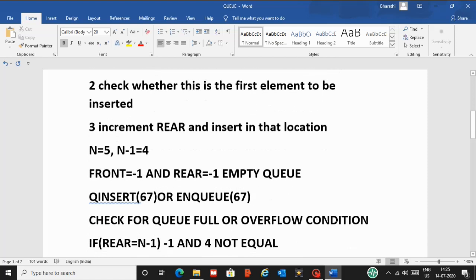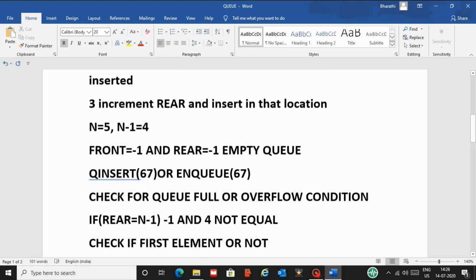what do you have to do? The first thing you have to do is check for the overflow condition. How do I check whether there is any place left in the queue for the insertion operation? How do I check for queue full or overflow condition? If rear is n minus 1, that is, if it is pointing to the last element of the queue. Normally the insertion always happens from rear, right? So when rear is equal to n minus 1, you would have already reached the last element, so you wouldn't have any place left. So compare if rear is n minus 1. What is rear here? -1 and 4. Okay, n minus 1 is 4 and rear is -1. They are not equal. So it will come to the next one.